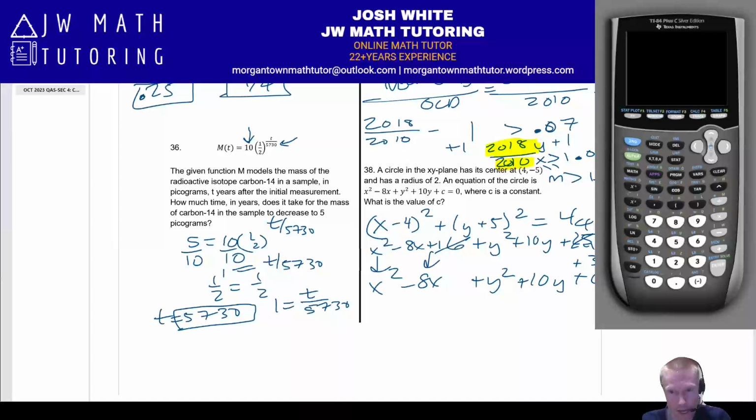Notice the other parts all match. Match, match, match, match. So C has to be 37, and that is the correct answer to this problem.